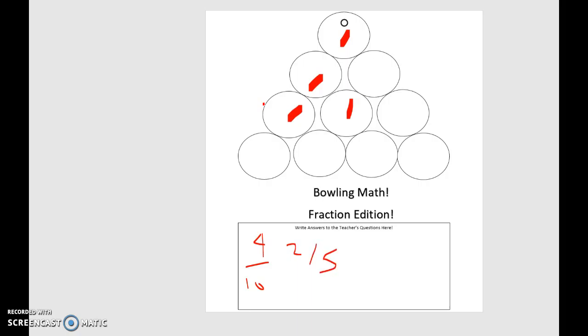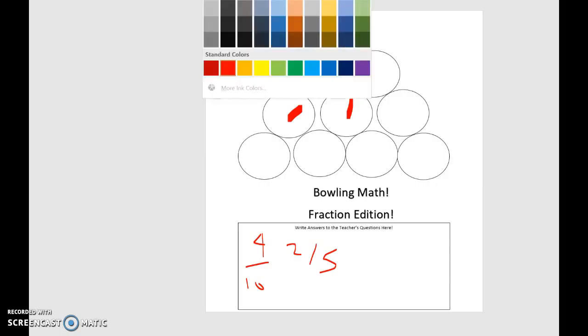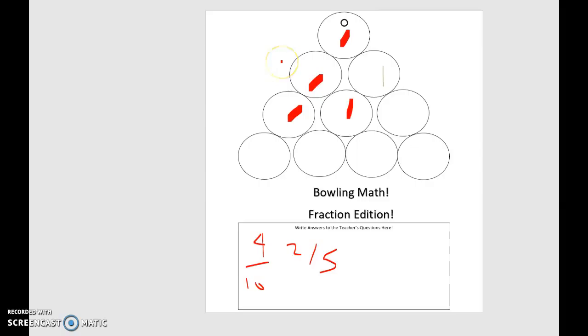The second attempt, when you go through, you would do the same thing. You'd mark them down in green. So he knocked down 3. Sorry, it's not as thick. And then the third attempt, again, the same thing.